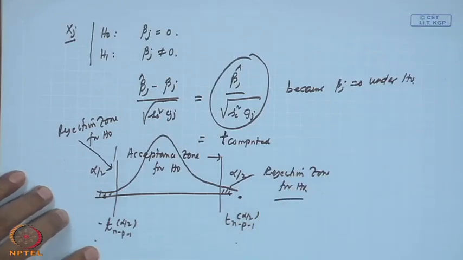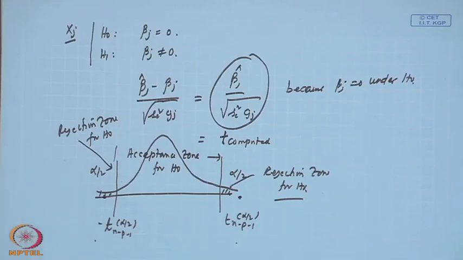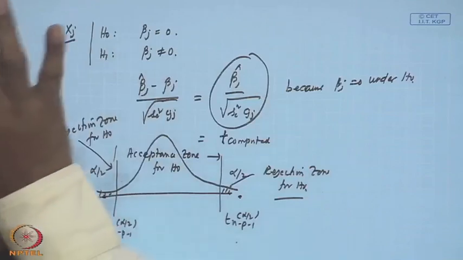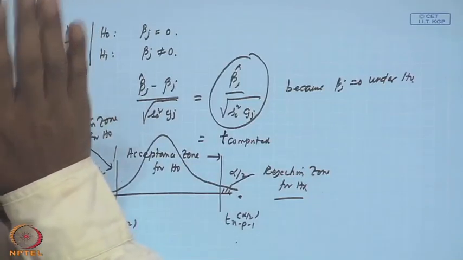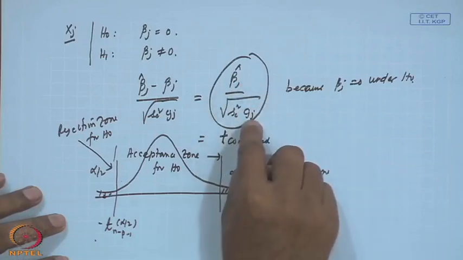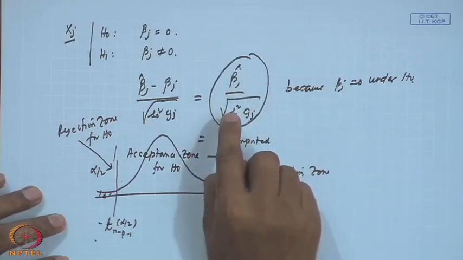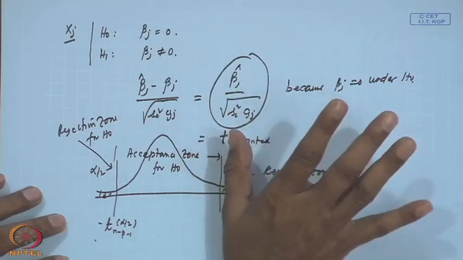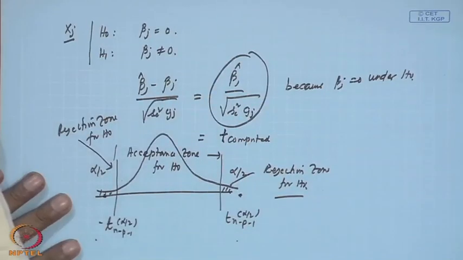Correct. So, let us see what is the... I think you will be able to do this one because all the information is with you. We have already seen beta j, Cjj is also given to you, sigma-cap square is known to you, everything is known to you. So, you will be able to compute this.